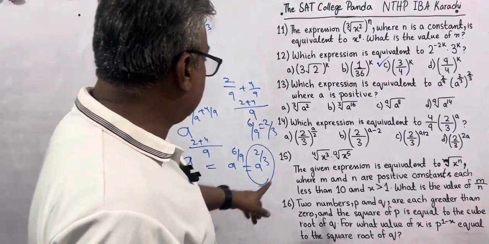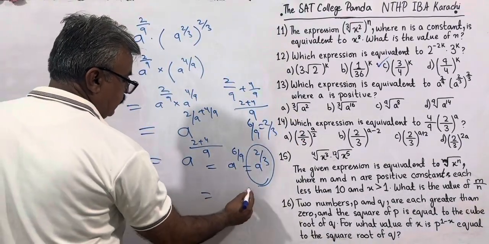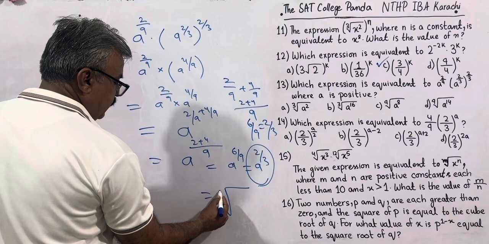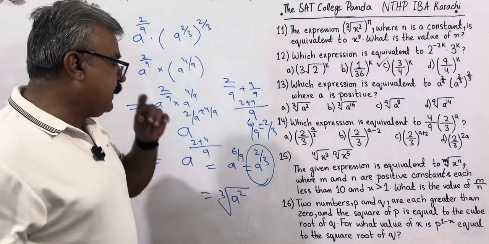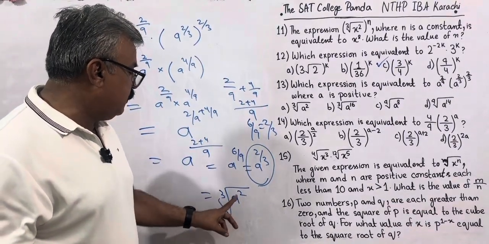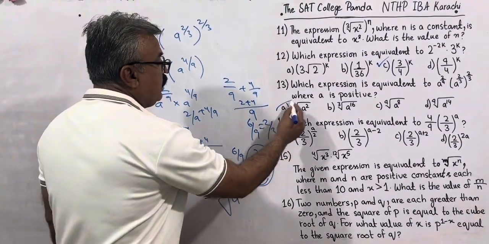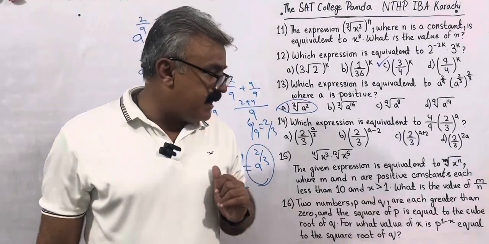We have to find its equivalent. This 3 can be written as a cube root. A raised to 2 over 3 can be written as the cube root of a squared. It tallies with our situation. Moving towards the next question.